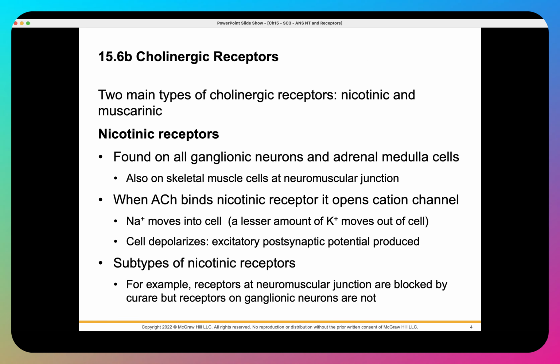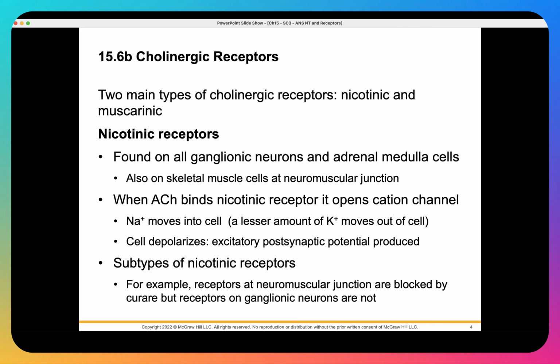Now, going back to receptors, the first receptors that we are going to address are those that are cholinergic. And remember, these are receptors that will bind to the neurotransmitter acetylcholine. The subtypes are going to be nicotinic and muscarinic. When we look at nicotinic receptors, those are going to be found on all ganglionic neurons and adrenal medulla cells. These are going to be excitatory, so that's an important characteristic to keep in mind about nicotinic receptors. They will always be excitatory.